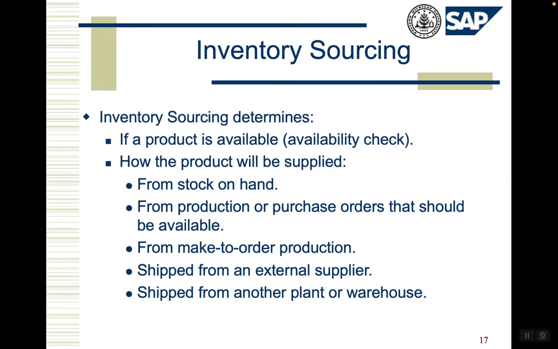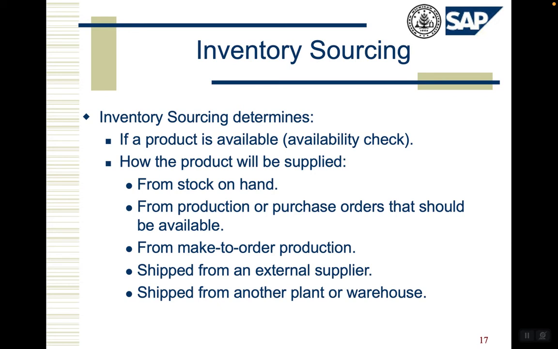Okay, so once that's in place, that triggers the next level of processing, which is actually more around the material. So this is around our sourcing. Do we have product available? Will we take it from product on hand? Do we have to purchase it from somewhere else? Are we a make to order production? Are we sending it from an external supplier or from another plant or warehouse?